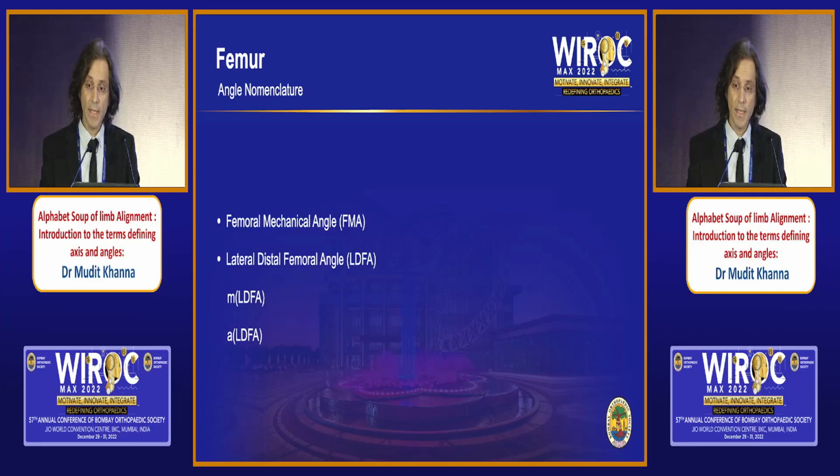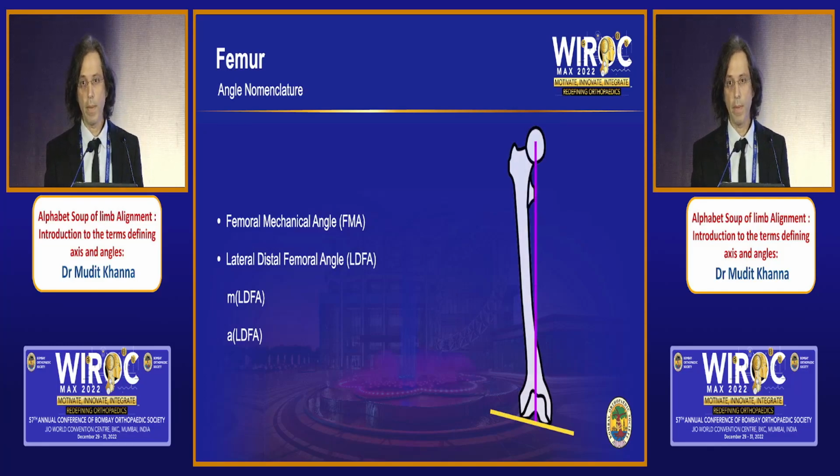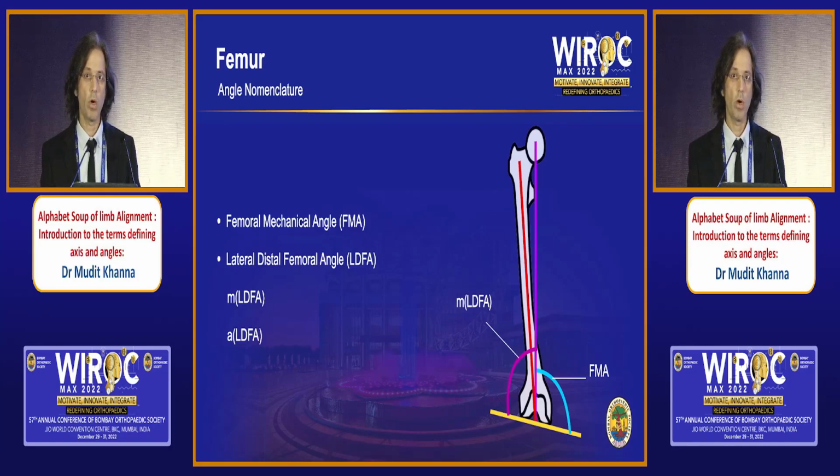There are two angles that are commonly talked about, and there are different nomenclatures used for it. The more commonly used angle in more recent publications is the femoral mechanical angle, which is essentially the angle between the mechanical axis and the joint line. This helps define the native slope of the joint line, which is what most people are now trying to focus on and trying to reproduce.